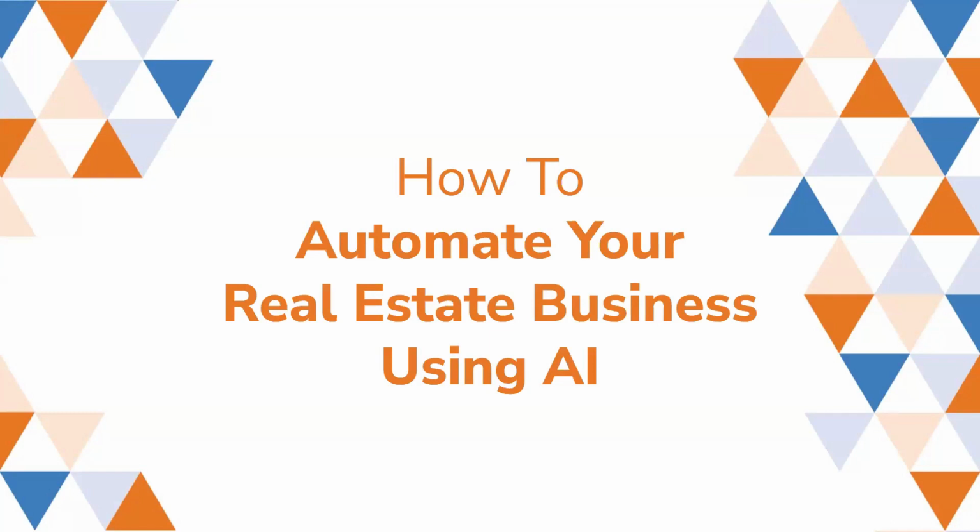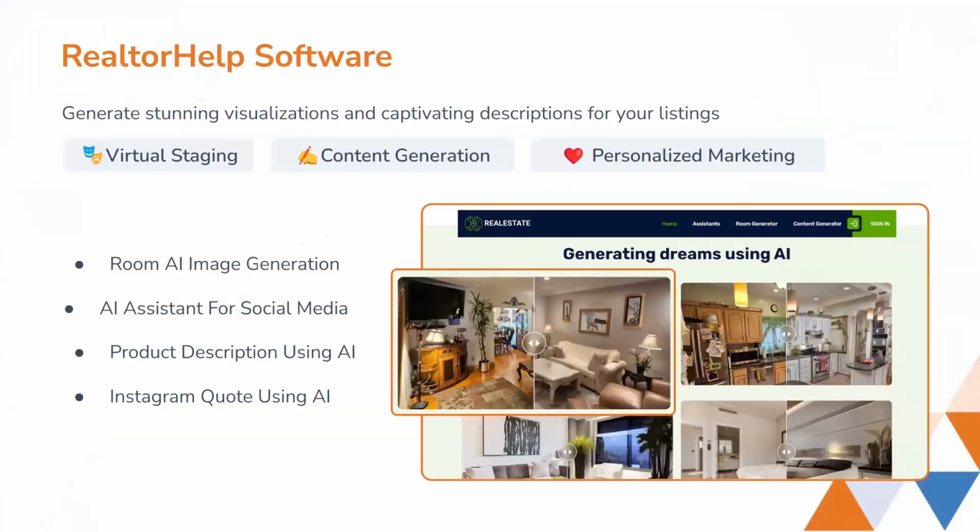And today I'm going to show you some of the ways we are automating the real estate business using AI. And you can also use the same tools in your real estate business. So the first one is basically Realtor Help software. This software was created by our company, and we have been using it for a while now for our real estate clients. In this slide, as you can see, there are 4 things I'm going to show you what you can do using this software for your real estate business.